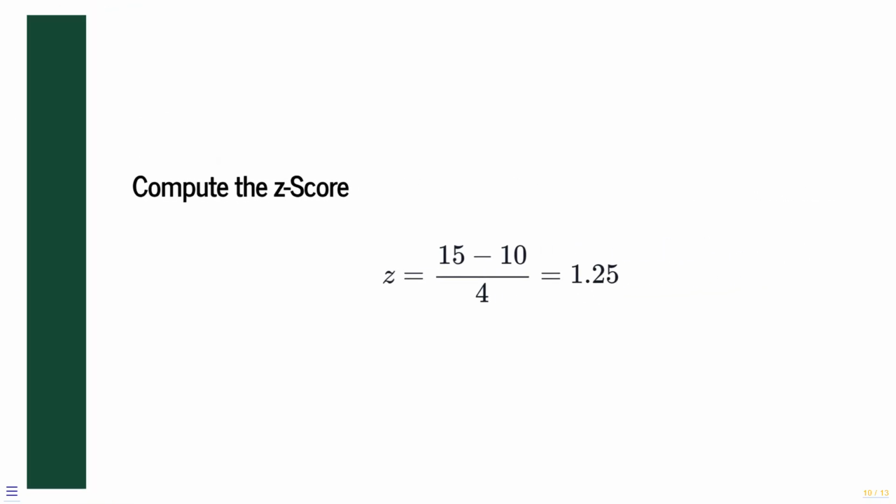Our first computational step is to convert the value 15 into a z-score. Using the formula, we compute z equal to 15 minus 10 divided by 4, which is equal to 1.25. This tells us that a reduction of 15 millimeters of mercury is 1.25 standard deviations above the mean. Interpreting z-scores in terms of standard deviations often provides useful intuition about how extreme a value is.